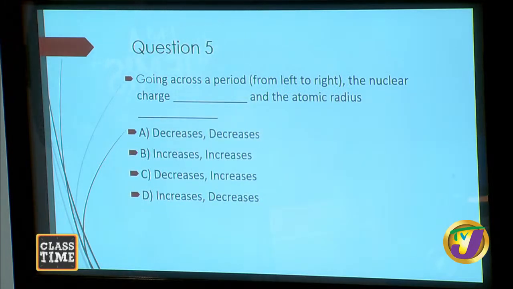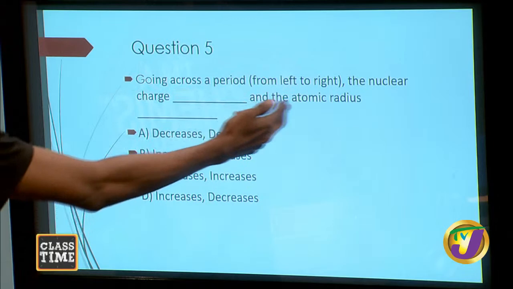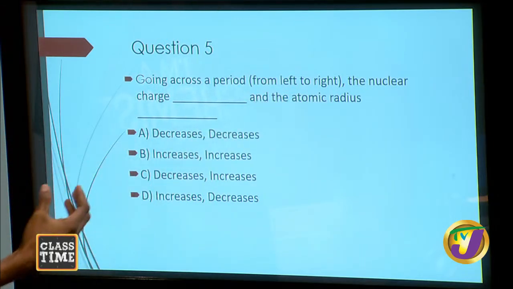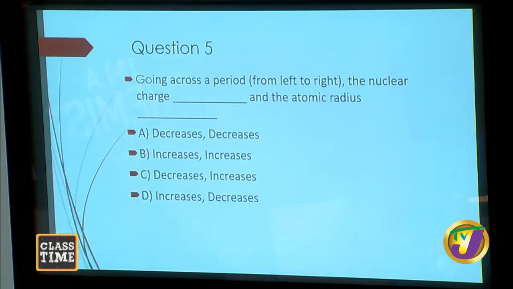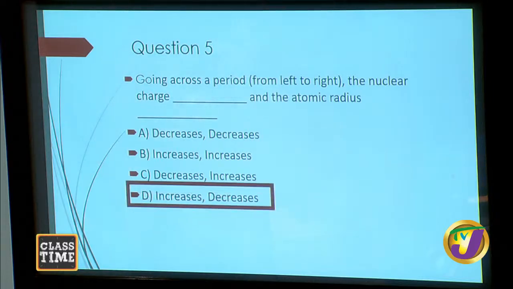Now, let's look at question 5. Question 5 says, going across a period from left to right, the nuclear charge dash and the atomic radius dash. Thus, going across a period from left to right, the nuclear charge would increase, but how would that affect the atomic radius? If the nuclear charge increases, therefore, the atomic radius would decrease because the nucleus would be pulling the outer electrons closer to itself. Thus, the answer would be D.